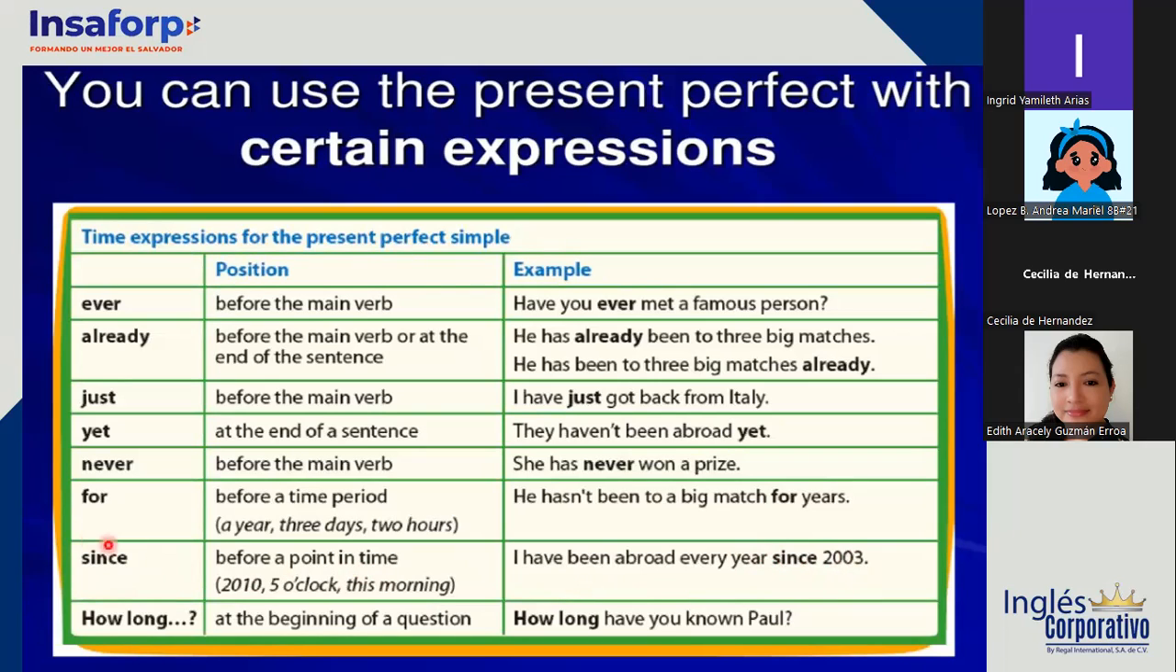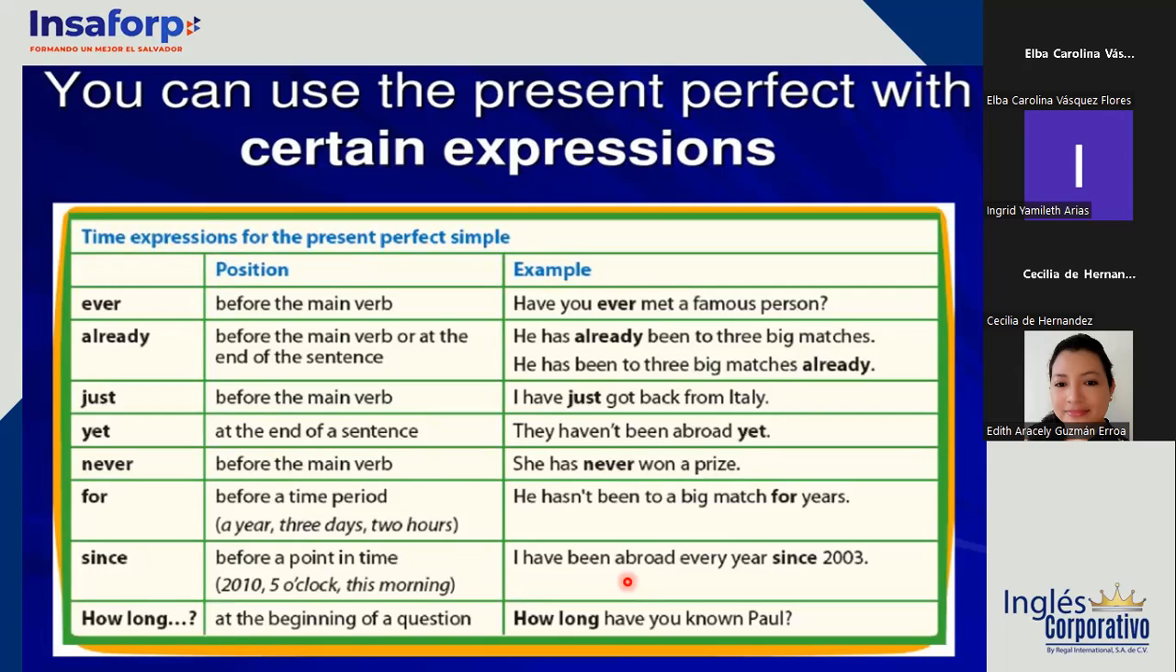So when we want to use since, we have to know that we're going to use it before a point in time or a specific time. Let's say we have some examples such as 2010, 5 o'clock, this morning, this afternoon, this evening. Because, for example, you can say, I have eaten pupusas since I was a child. When I say since I was a child, I'm talking about a point in time during my timeline.